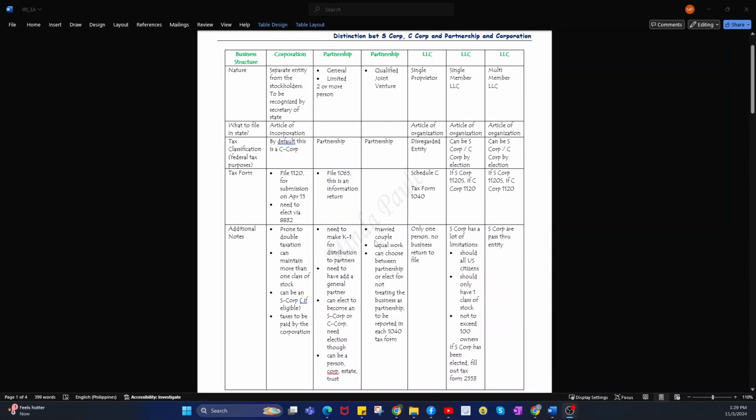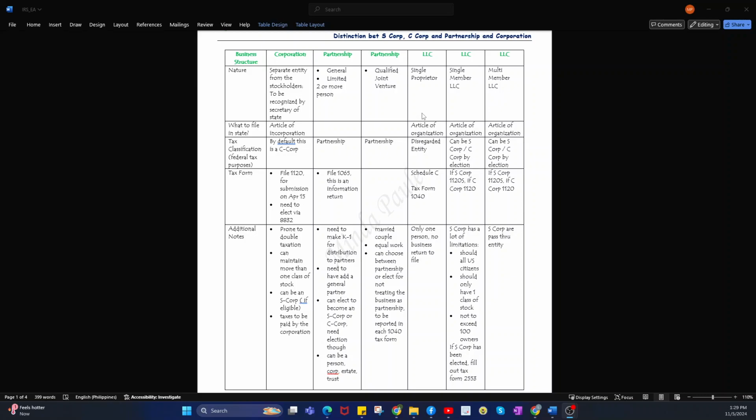So they have to create Schedule C. So this is another option for qualified joint venture. All right. So last but not the least, we have the LLC, the limited liability companies. For LLC, we can classify it into three. We have the single proprietor, the single member LLC, and the multi-member LLC.